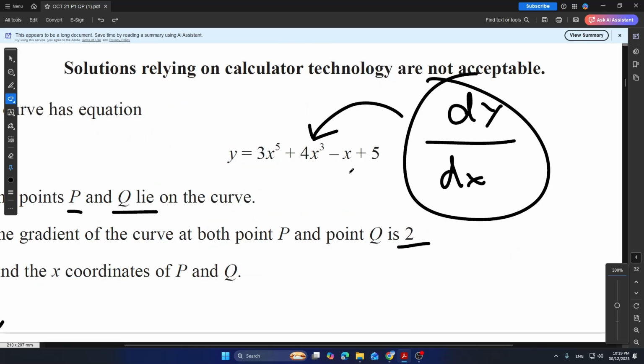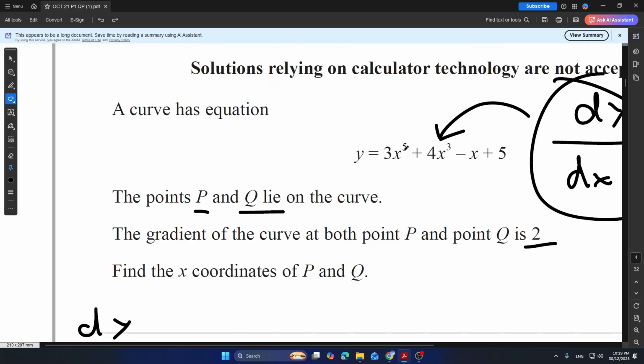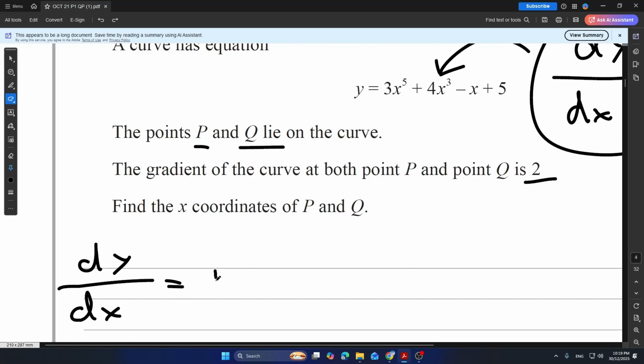Now let's apply this to what we have. Okay, so dy by dx. So 3x power 5. 5 times 3 is 15, and 5 minus 1 is 4. So 15x power 4. Plus, so understand now, 3 times 4 is 12, and 3 minus 1 is 2.